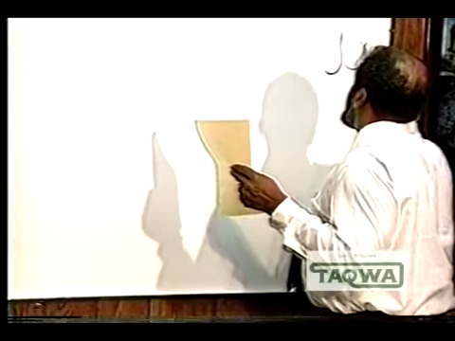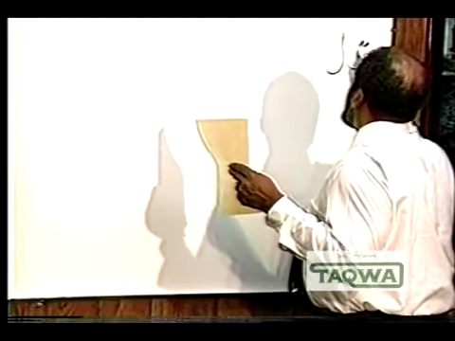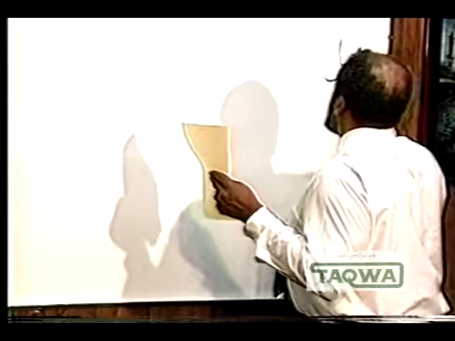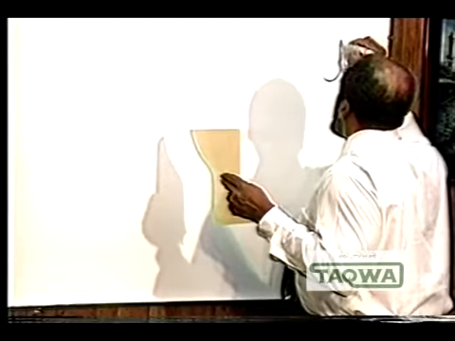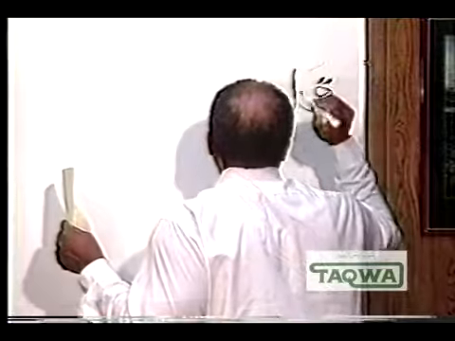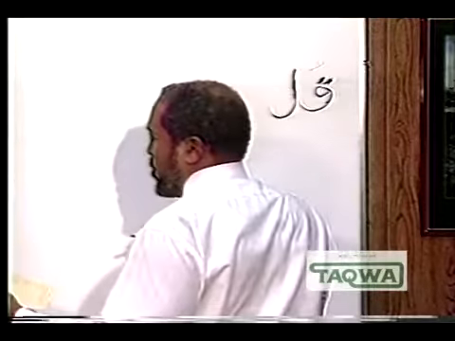Should be two dots here. I'm going to make it good for the board, for the camera maybe. This is a big kul. It means say. Shouldn't be no wavy mark here. I'm used to using the chalk; I have to get used to this marker here. Kul means say.